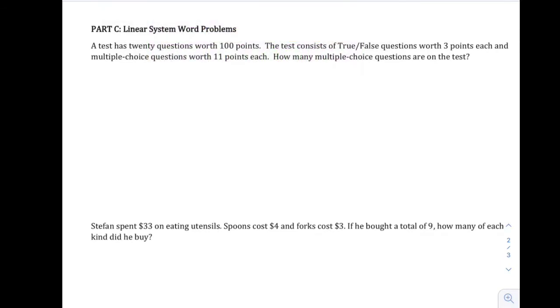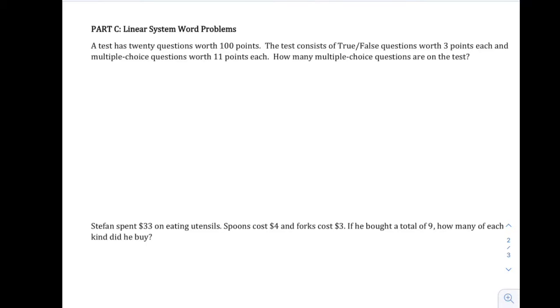So, word problems. You've seen some that are similar to this, so we're going to go through them relatively quickly because you get the idea. I just want to show you the different types of questions you could see. So the first one says our test has 20 questions worth 100 points. The test consists of true and false questions worth 3 points each, and multiple choice questions which are 11 points each. How many multiple choice questions are on the test?